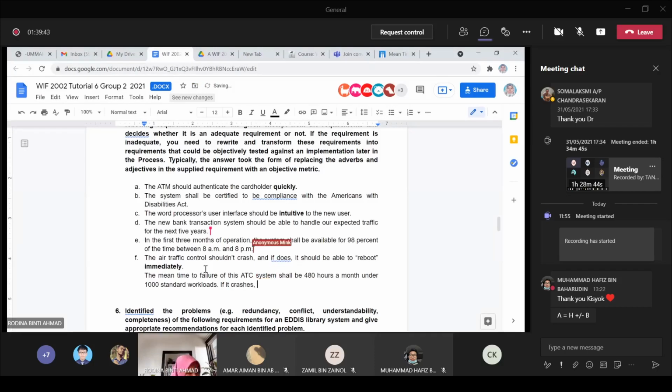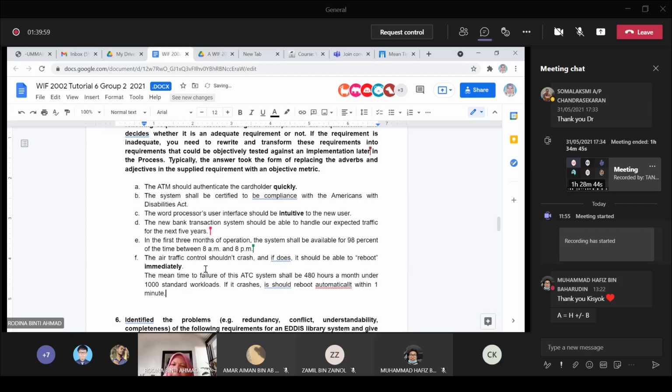But if it crashes, it should reboot automatically within 1 minute. For example, here, automatically, sorry.